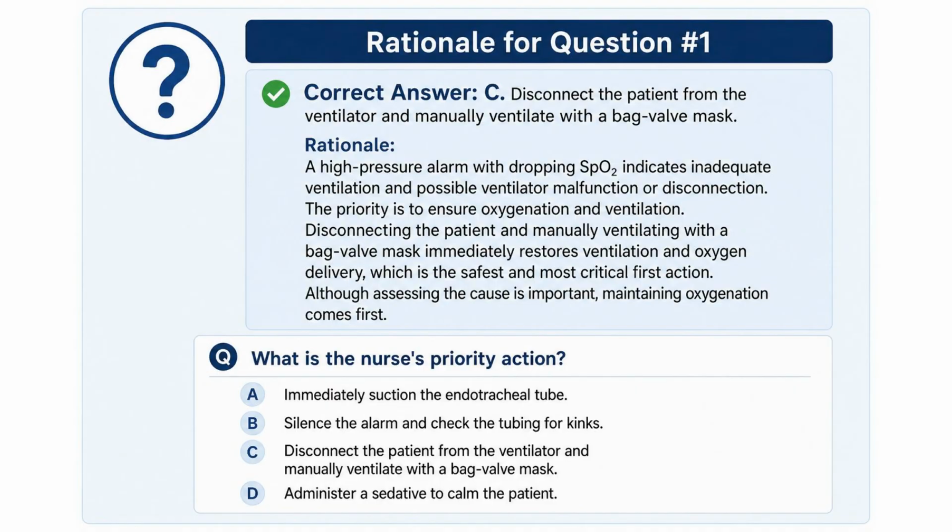The correct answer is C. This is a critical safety question. When the patient is showing clear signs of distress like anxiety and desaturation, you don't have time to troubleshoot. The safest and fastest action is to take over their breathing manually with a bag valve mask. This ensures they are safe while you figure out the underlying cause. The other options are all things you might do, but only after you have stabilized the patient.